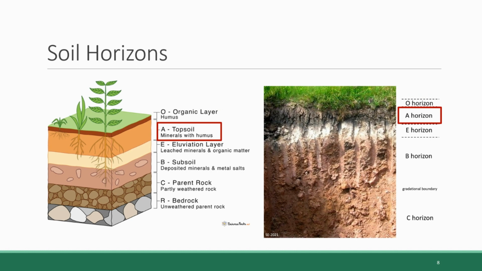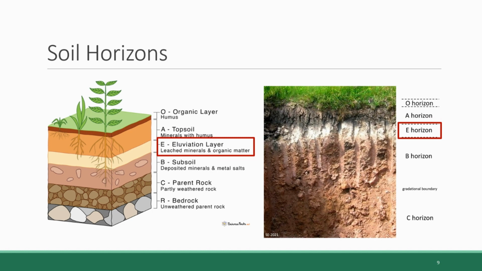This layer is a blend of organic material and mineral particles. It's also often rich with microorganisms, and this is the primary layer that supports the growth of plants. Next down is the E horizon, or the eluviation leaching zone.